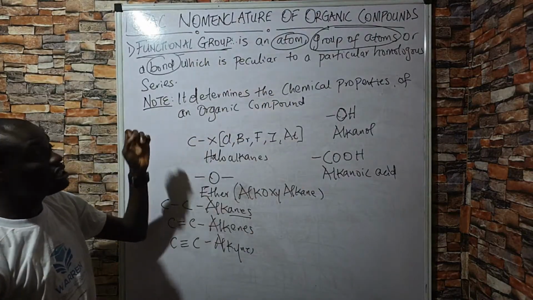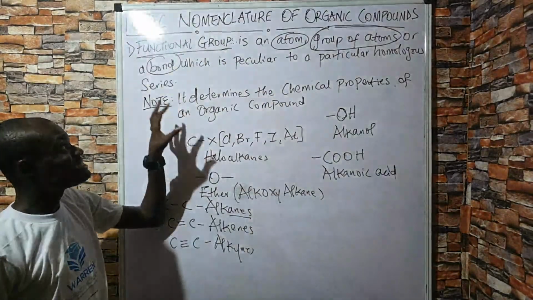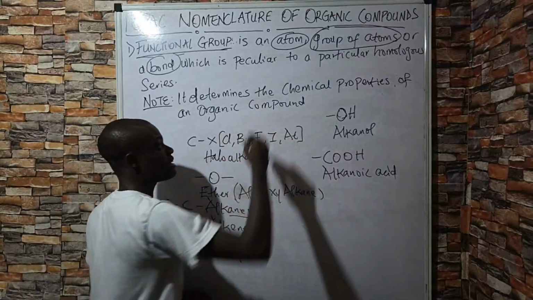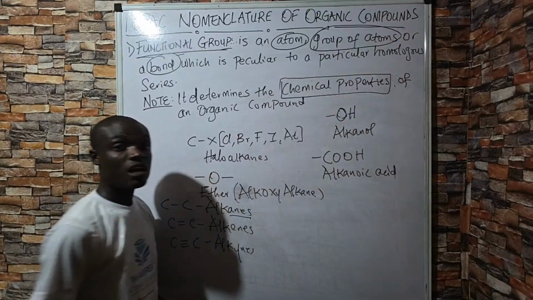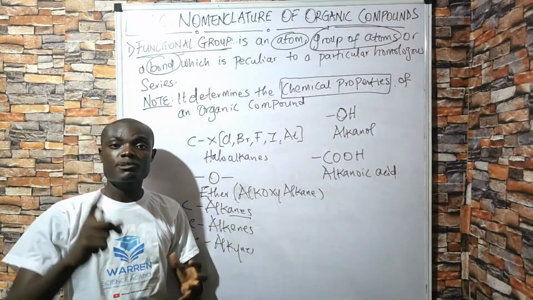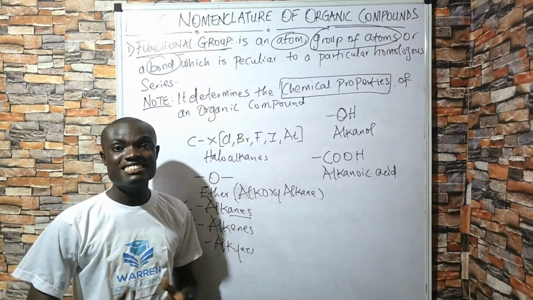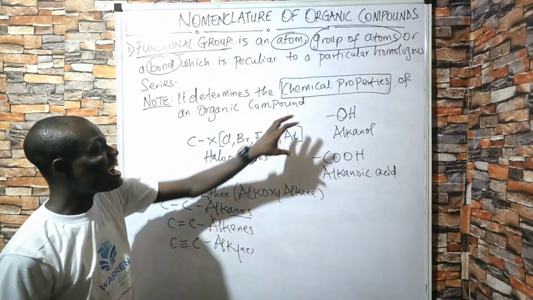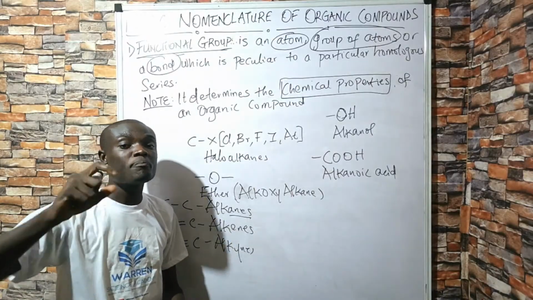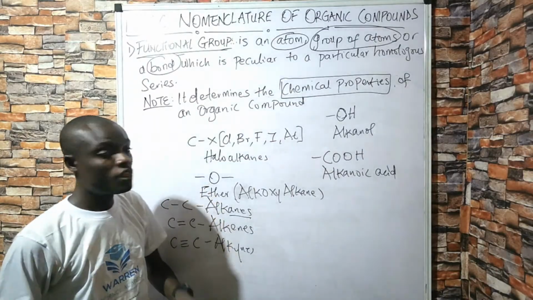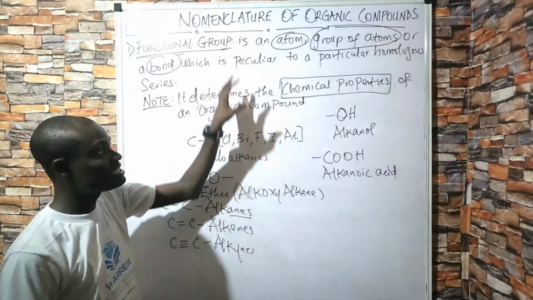So secondly, very important, is that the functional group determines the chemical property of every organic compound. It determines the chemical property. Now take note of this, because in your exam, more especially the UTME and the WAEC and GCE and other related exams, you could be asked this question: the chemical property of a homologous series or of a particular organic compound is determined by what? Your single answer to that question is the functional group.